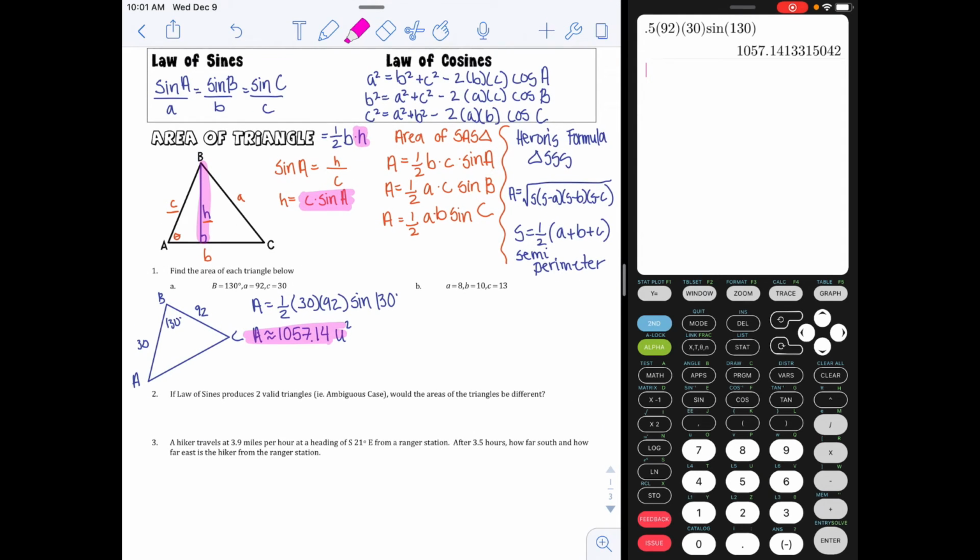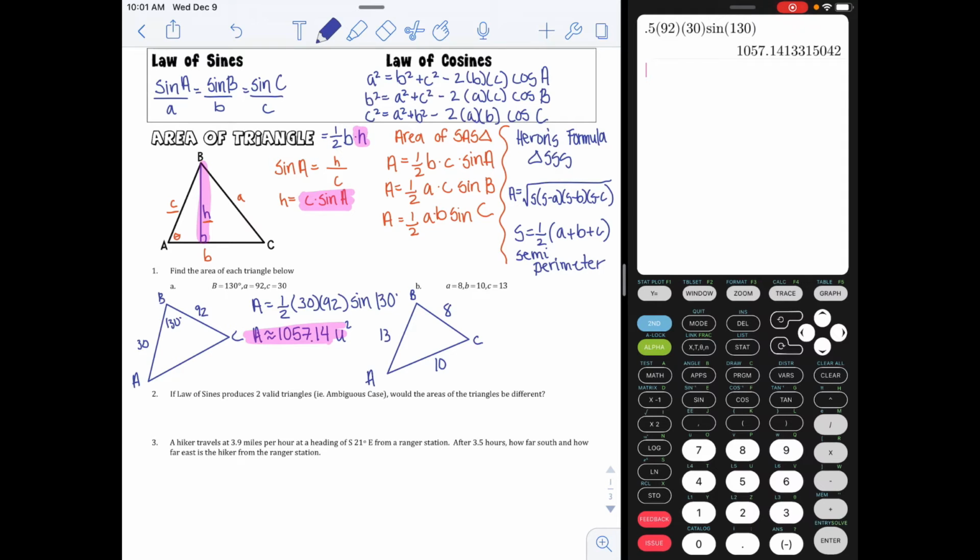Okay, let's try B. So B looks like, if I draw out my diagram, a triangle, label my sides A, B, and C. Plug in my knowns. Side A is 8, side B is 10, side C is 13. I don't have any angles, so I'm going to use Heron's formula.